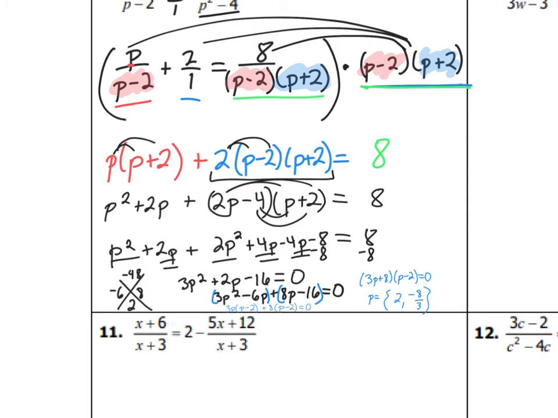So, here is the kicker we got. I'm going to plug both these values back in. I'm going to start with the 2. So I got 2 over 2 minus 2. What do you notice right there? 2 over 0, which is going to be? Undefined.